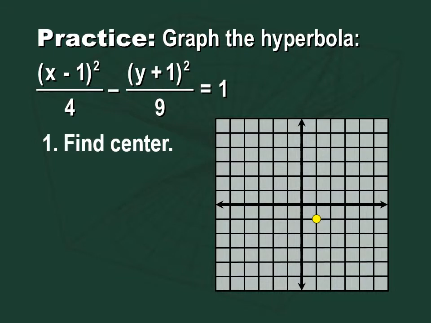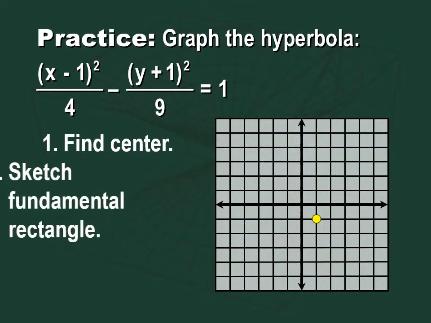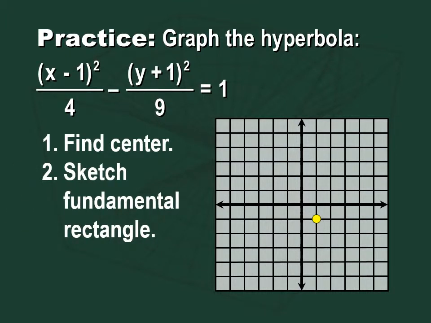Then we want to build our rectangle. In order to build a rectangle, we have to know what our A and our B are. So our A is going to be 2, and our B is going to be 3, because A squared is 4 and B squared is 9. So that means A is 2 and B is 3. From the center, you're going to go 2 to the right. You're also going to go 2 to the left. And you're going to go 3 up, and also 3 down, and it's going to make this nice little rectangle for you.